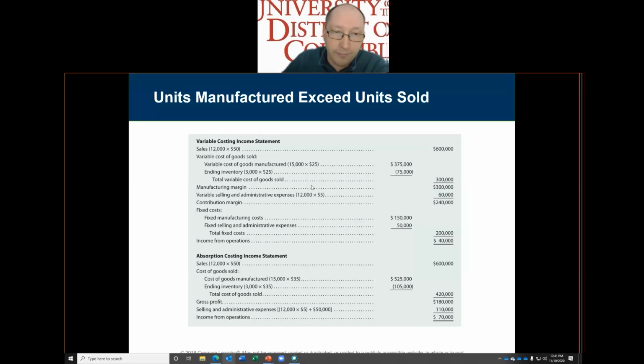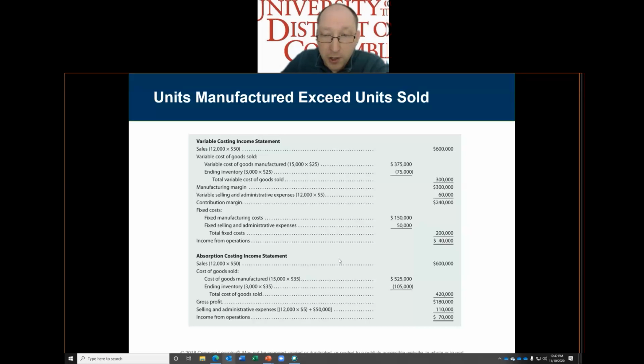Now here's the thing. The variable selling administrative expenses is 12,000 units. The reason why it's 12,000 units is because I sold 12,000 units, right? So manufacturing margin minus variable selling administrative expenses equals 240. Fixed costs, I have fixed manufacturing cost 150, fixed selling administrative of 50, that's 200. 240 minus 200 is 40. And then, so that's under variable costing.